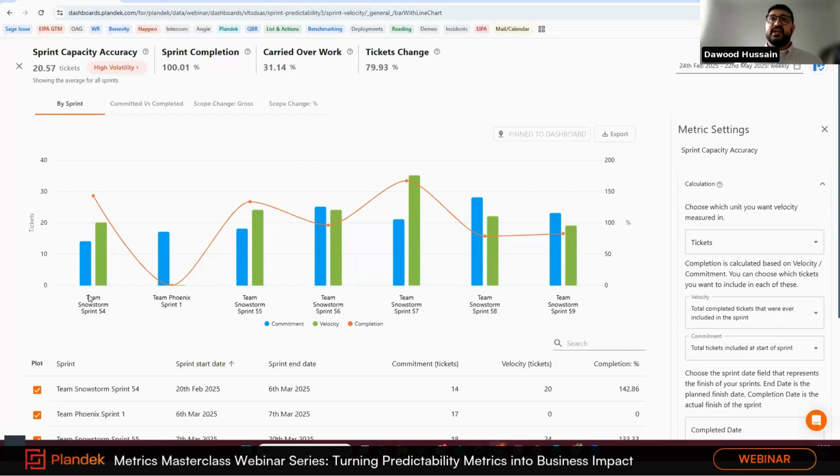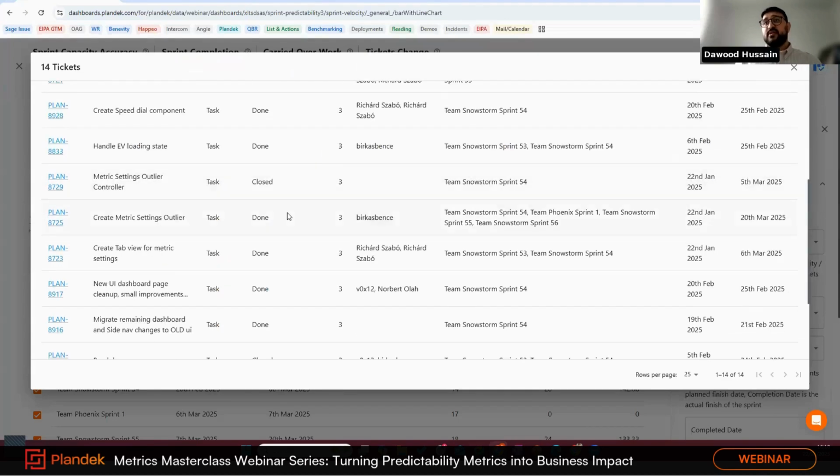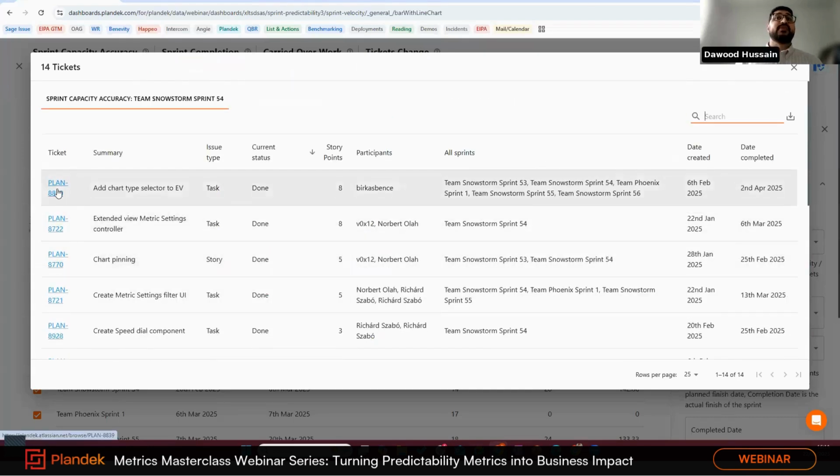And so we can see actually here that we can break down the commitment, we can see the velocity as well, and then we can also see in the orange line your sprint completion too. And clicking into these bars will allow you to actually look at the tickets in your ADO instance or your Jira instance and actually see what you've committed to, what issue type they are, whether they're still open or closed. And then we also have the hyperlink here, which can take you back to your Jira board or your ADO board to view that ticket too.